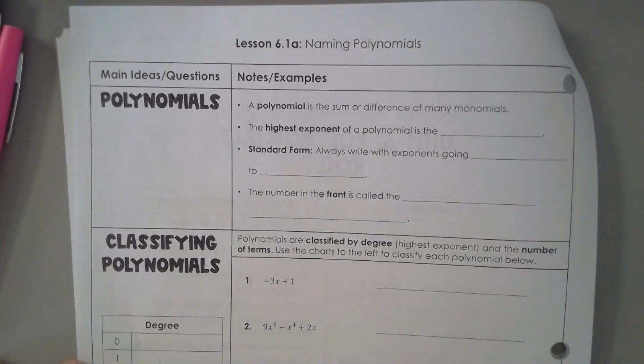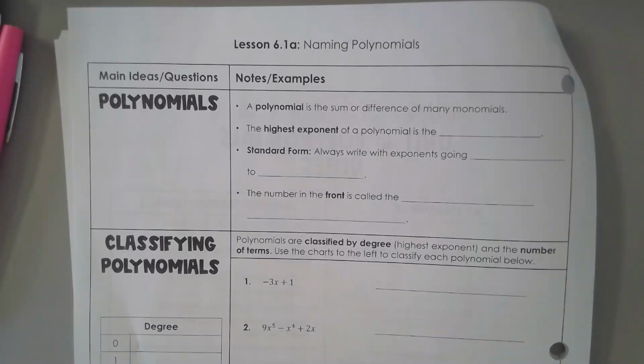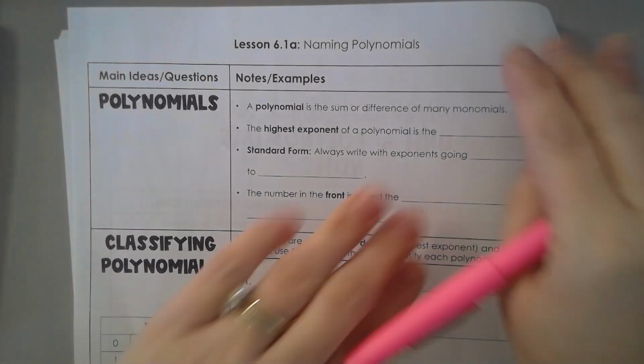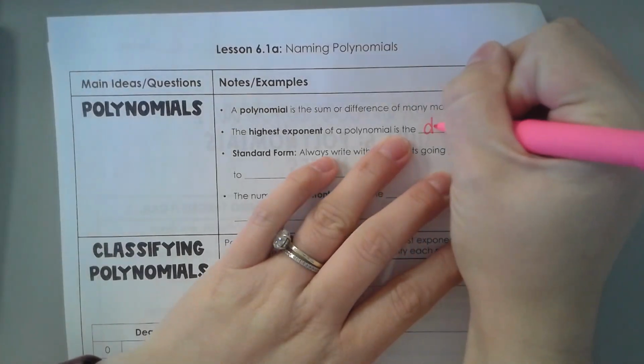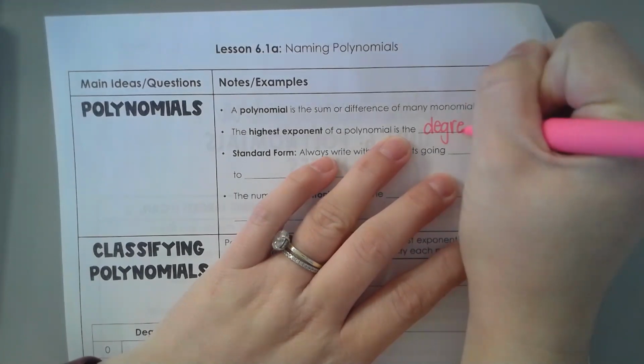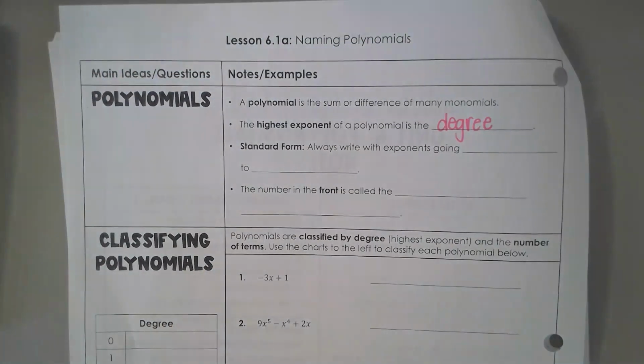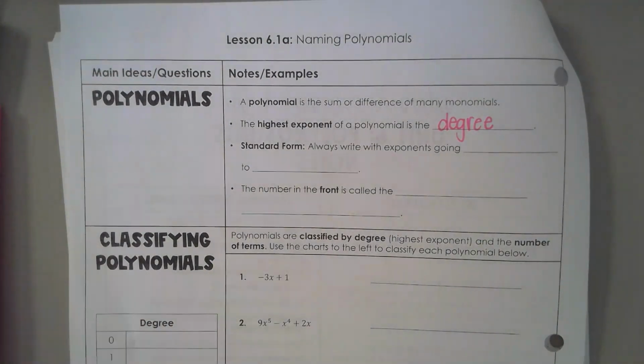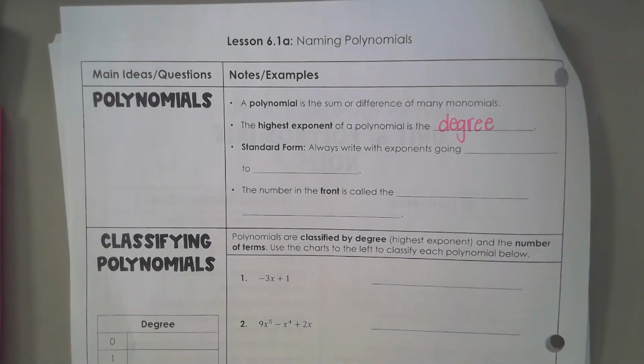So a polynomial is the sum or difference. So we add or subtract lots of different terms, monomials. The highest exponent is what we refer to as the degree. And your degree is what really shapes your graph. It's what determines how it's going to look.